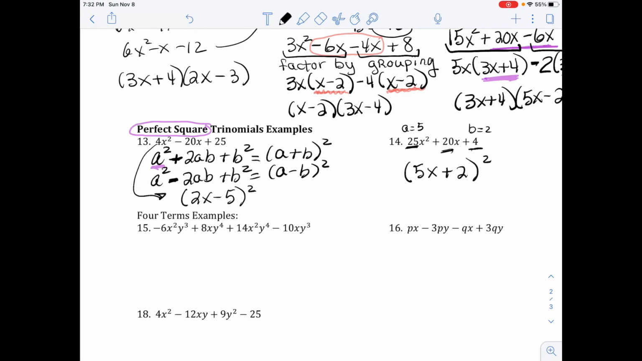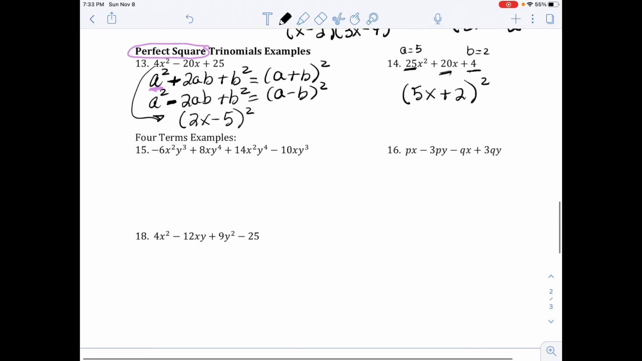That's perfect square trinomials, all right? If you don't recognize them, you can always split the middle or guess and check because they will still factor that way, right? All right, what if you have 4 terms?